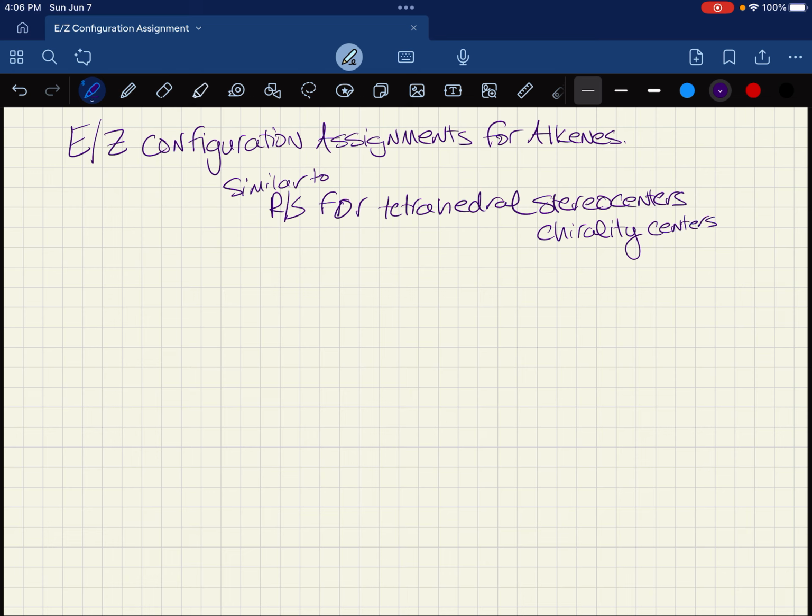Okay, so for that, we use the Cahn-Ingold-Prelog rules to assign ranking. And here we're going to rank the same way, by highest atomic number, at the first point of difference going out from the vinylic carbon atoms.